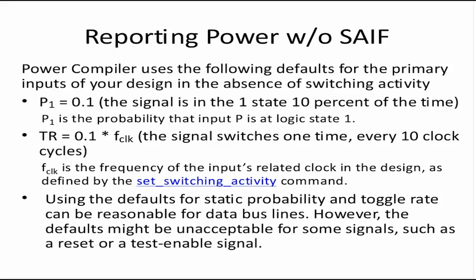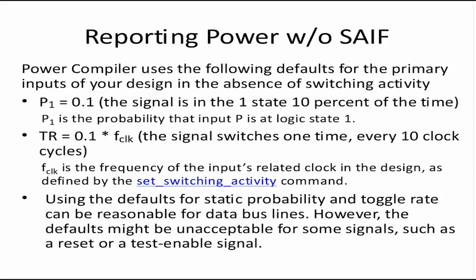So there are two things to switching activity. One is the static probability we're talking about. The other thing is the toggle rate. So for static probability, it assumes 0.1, 10%. Static probability for the signal staying at logic level 1. For toggle rate, it assumes the toggle rate to be 0.1 times F_CLK. That means for each data signal, it assumes that the toggle rate is 0.1 times the clock frequency, which is specific to that net, specific to the data signal, not the maximum frequency.